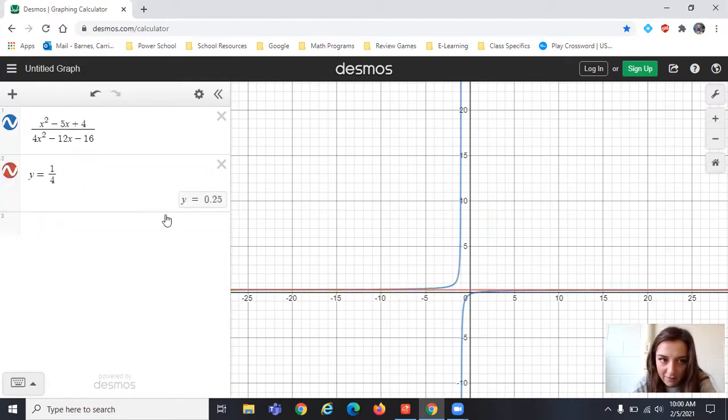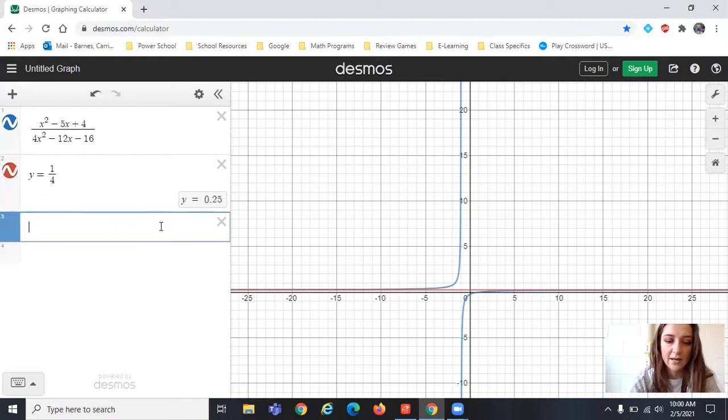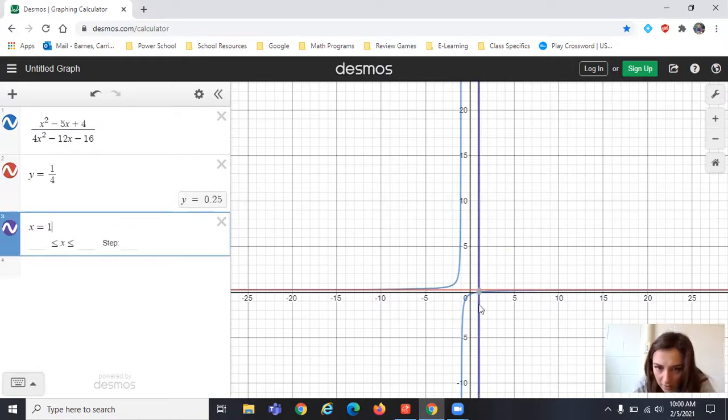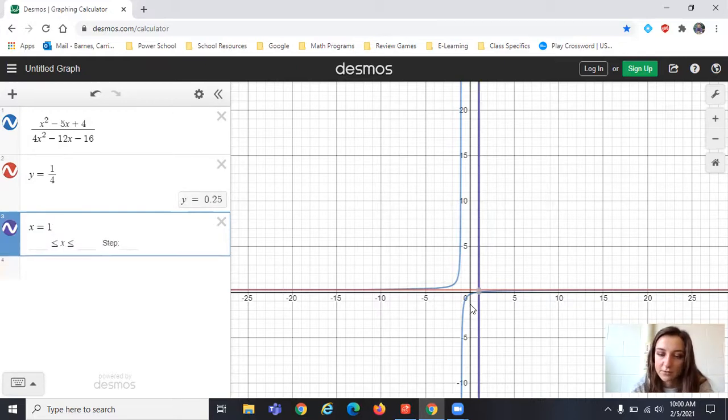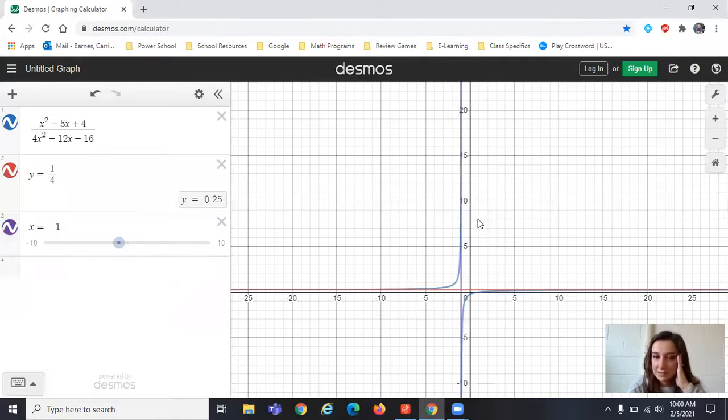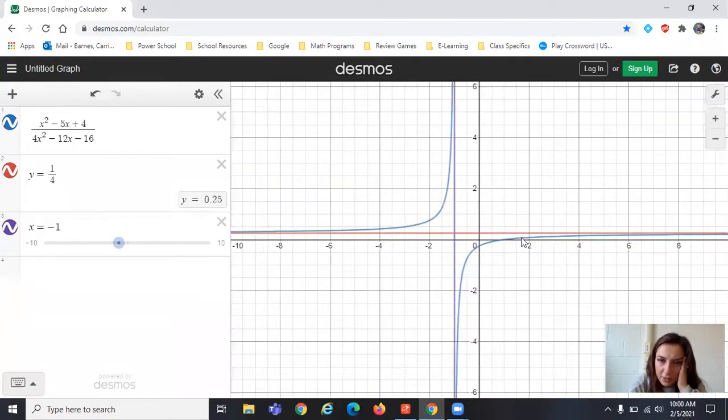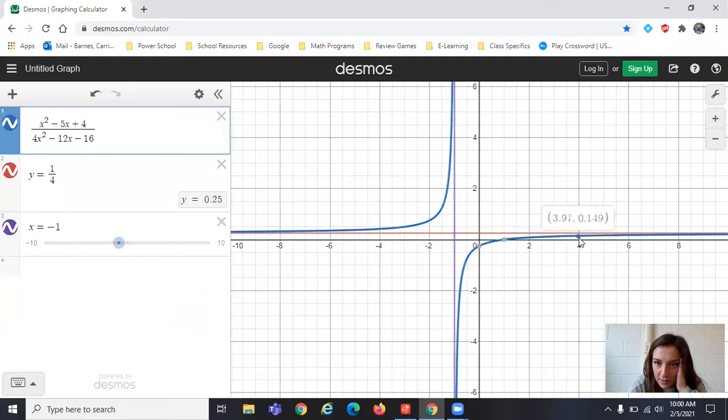Then we also have a vertical asymptote at x equals -1. You can see -1. Okay, the next thing that we have is a hole at 4 and then 3 over 20. So let's go to 4 and make sure that there is a hole there. And you can see that it is undefined at 4.